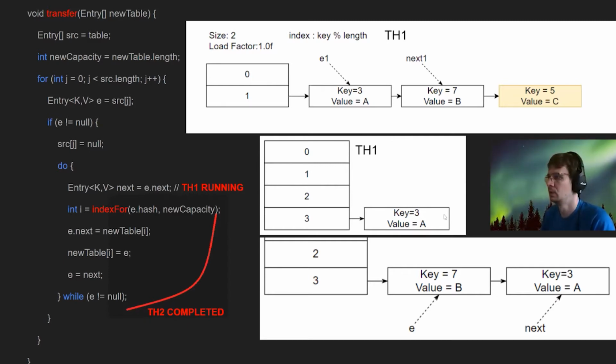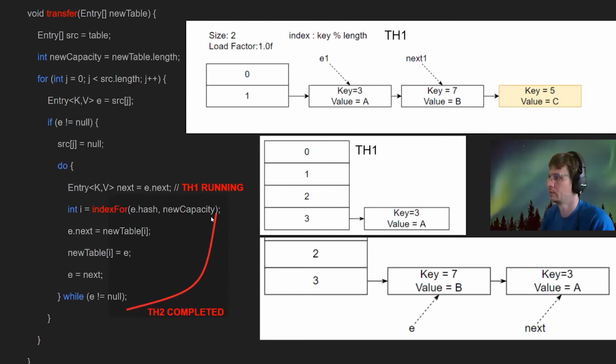So far, so good. But now we are going to the second iteration, and as a next, we have a record with the key 7 with value B. We are calculating the index. As a next element of 7B, and there is the problem. We have set by TH2 the reference to the key 3 with value A to this entry. So basically, this next one isn't pointing anymore to key 5 with value 7, but because of TH2, it is pointing back to the key 3 with value A.